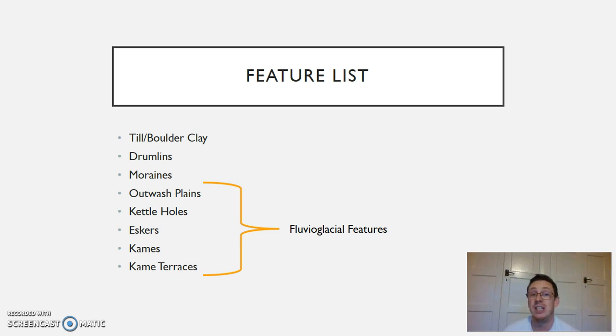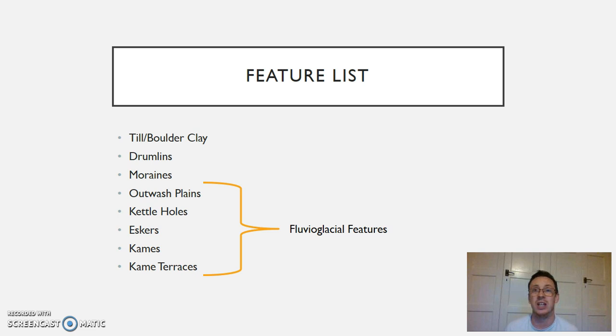And then we've got a series of features that are formed by fluvioglacial processes. Now, what do we mean by that term, fluvioglacial? With that, we're talking about features that are formed by virtue of water that's been created by glaciers, so glacial meltwater. To go through the full list, we've got till/boulder clay.